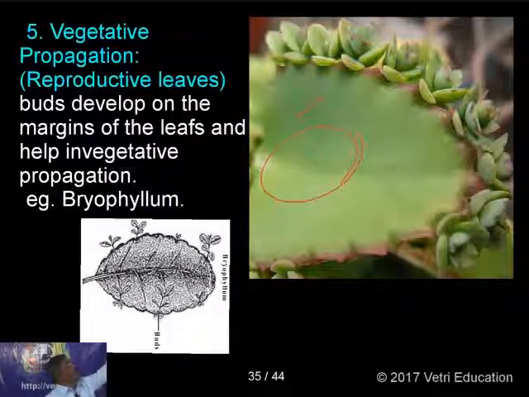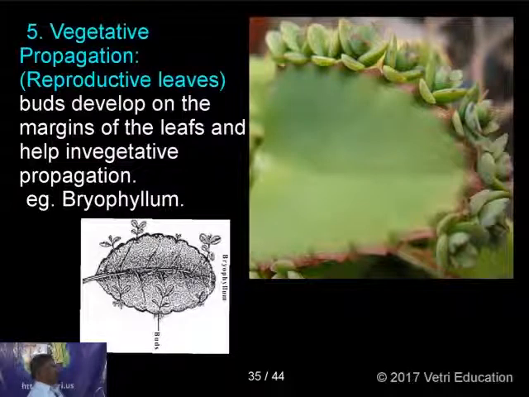Next. Before, I told you some leaves help in vegetative reproduction. That is, buds are developed on the margins of the leaf. For example, Bryophyllum. In this Bryophyllum, in the margins you can have a number of buds. They develop into new plants. They will be removed from the leaf and develop into new plants. So these are called reproductive leaves, used for vegetative propagation.